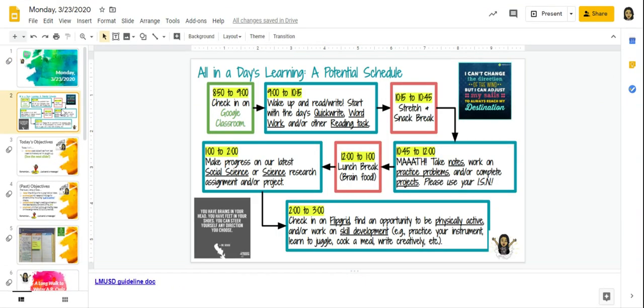So, as you could see here on the second slide that I have here, I have a potential schedule for your daily learning. I'm not going to read each and every part to you because you're sixth graders and you know how to read, but take a look at this. And this is just a suggested schedule to really help plan out each and every day to make sure that you are learning and growing those minds.